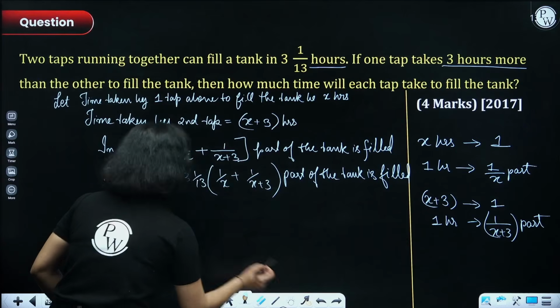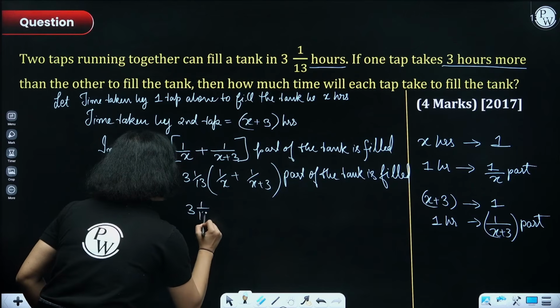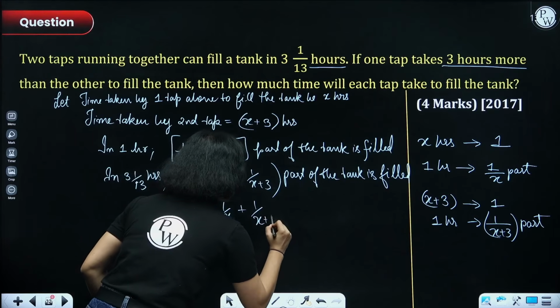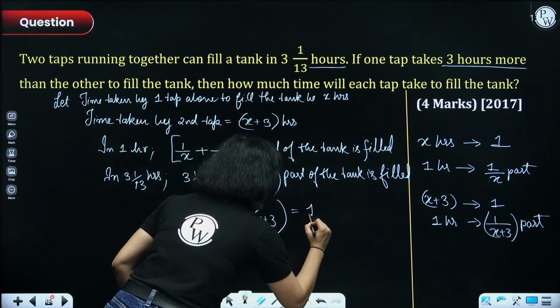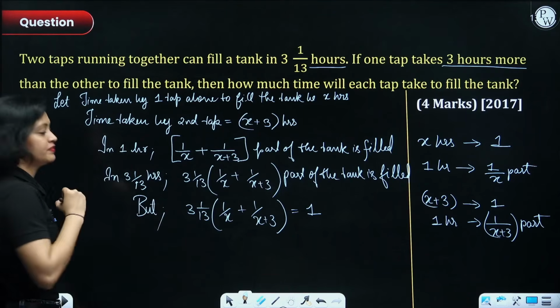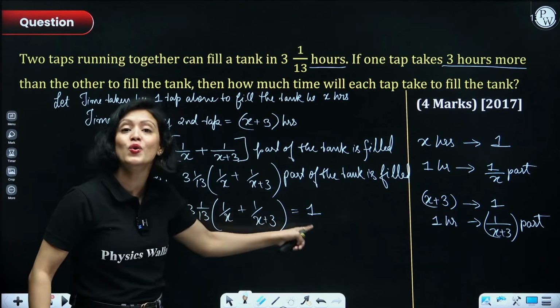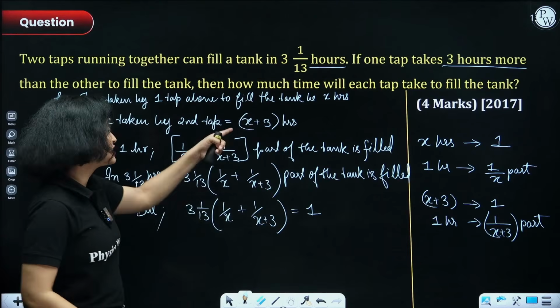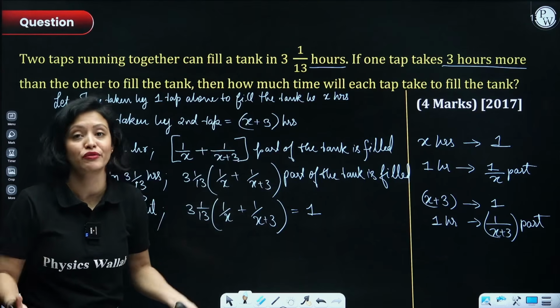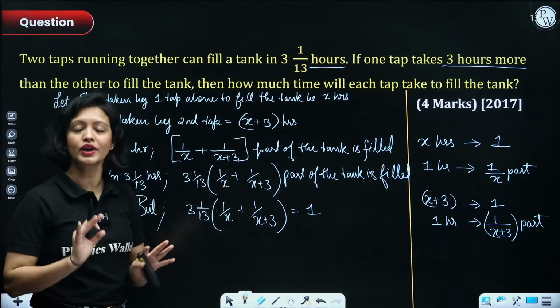So you will write that 1/13 times (1/x + 1/(x+3)) is equal to one whole tank. This is the way you think. If you think about it like this, you will understand how to do such types of problems. Okay? Now with that, we are done.